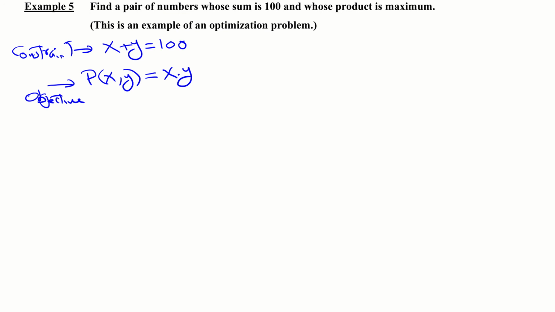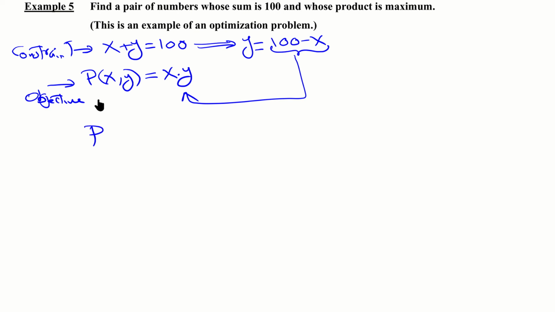All right, so the goal here is hopefully to deal with just one variable, and that's very easy to do here because we can take the constraint and solve it for y. y equals 100 minus x. Now we can substitute this for y in our function. So now instead of p of x, y, I can just say p of x, because now I'm going to have just one variable. So I get x times 100 minus x. Basically I'm trying to find the x value that maximizes this function.